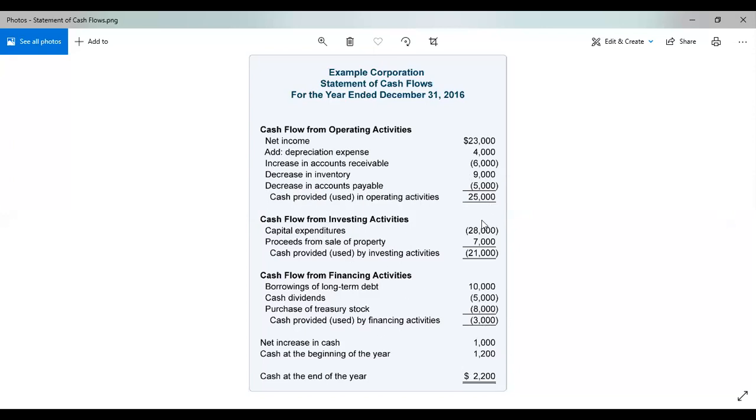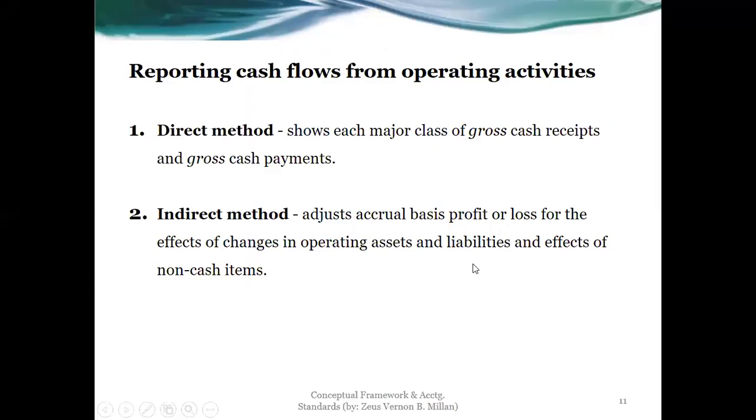Then we have here the net cash amounts for the three. We actually simplify 25 minus 21 minus 3, that's 1,000. That's the net increase in cash for this year ended December 31, 2016. And if we add back the cash at the beginning of the year, this will be the cash at the end of the year. So this is how we are going to present our statement of cash flows then.